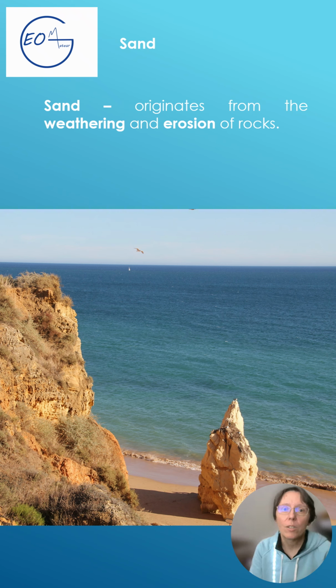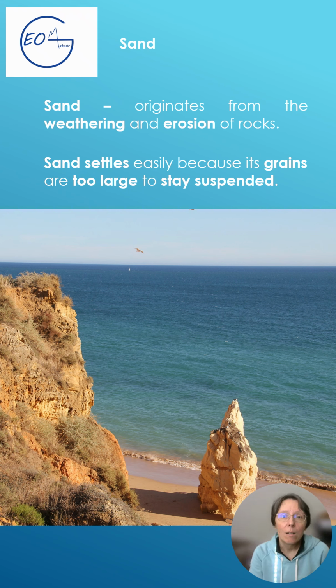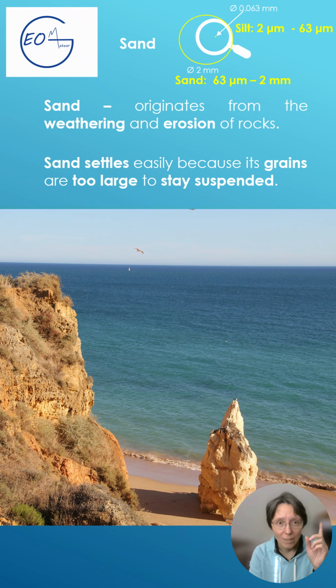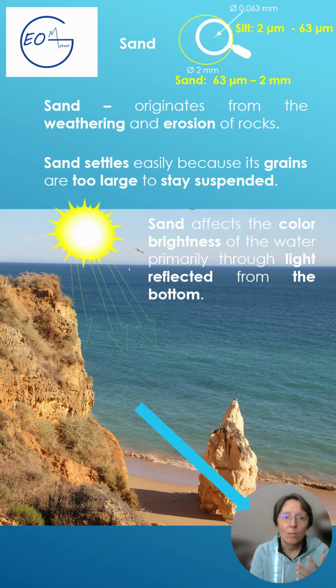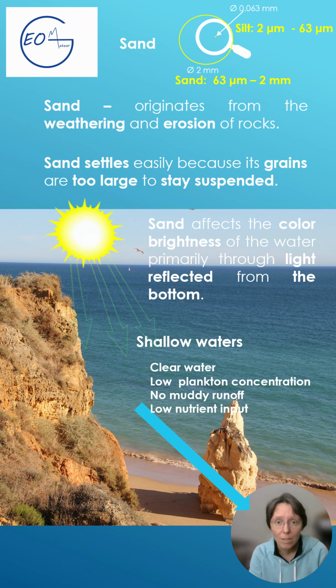Sand originates from the weathering and erosion of rocks and is not limited to glacial activity. Sand settles easily because its grains are too large to stay suspended. Once again, look at the size. Sand affects color brightness primarily through light reflected from the bottom of the water body. Lighter sand gives a brighter hue. It happens in really shallow waters that are clear for sunlight penetration, which means low in plankton, free of muddy runoff, and low in nutrient input.